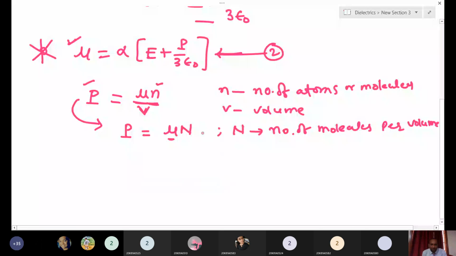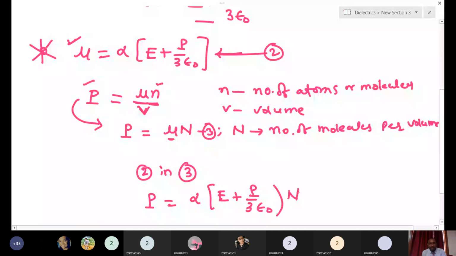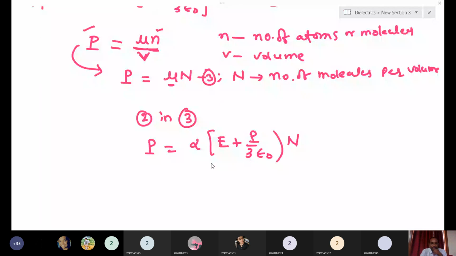Let's take this as equation 3. Substitute equation 2 in equation 3. Now capital P is equal to mu, which means alpha into E plus P by 3 epsilon naught, into n. This is the equation. The next step is that we have to rewrite this equation.